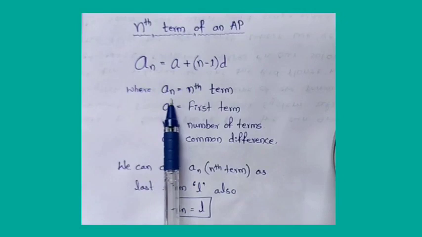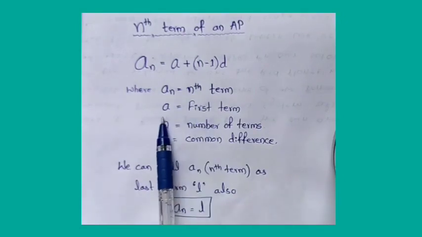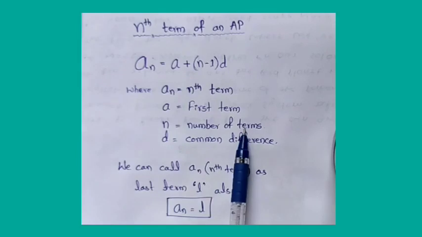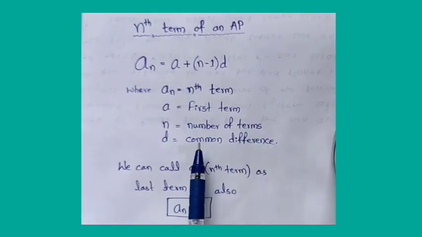So here what is AN? AN is our nth term. A means our first term. N means number of terms of that AP, so total number of terms. And D is common difference.